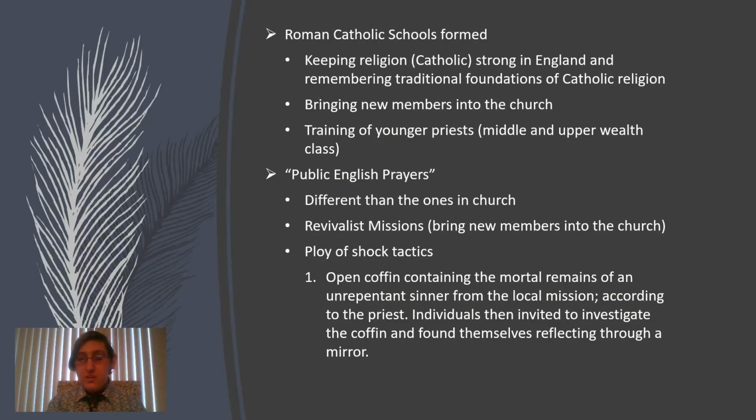Another thing is a ploy of shock tactics, which is still in use today, and this is one of the most frequent ones that was used: an open coffin containing the mortal remains of an unrepentant sinner from the local mission, according to the priest. That's what the priest told the people. And the individuals were then invited to investigate the coffin. And when they did, they found themselves staring back at them through their reflection in a mirror. So they were the ones that was the unrepentant sinner if they did not convert to the church.